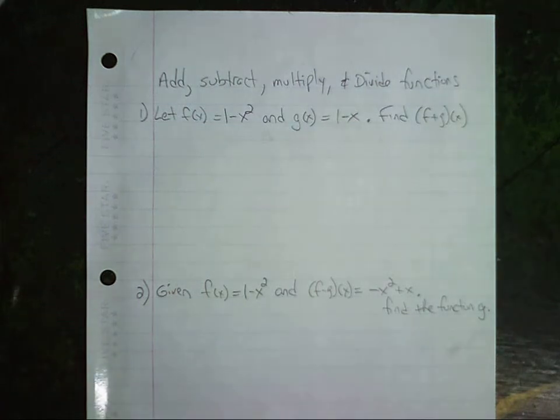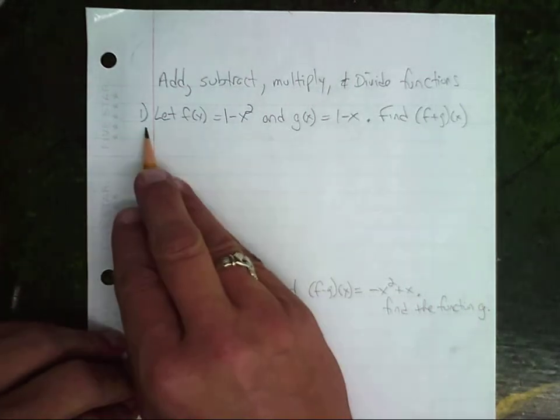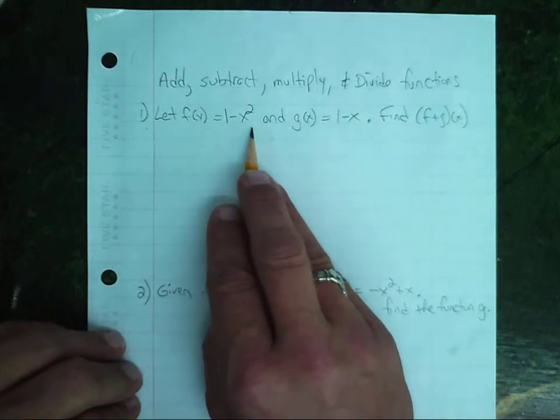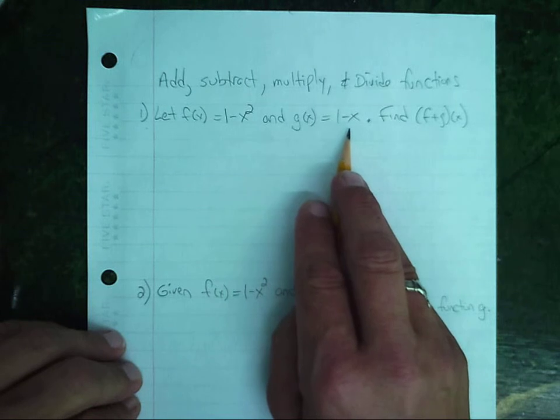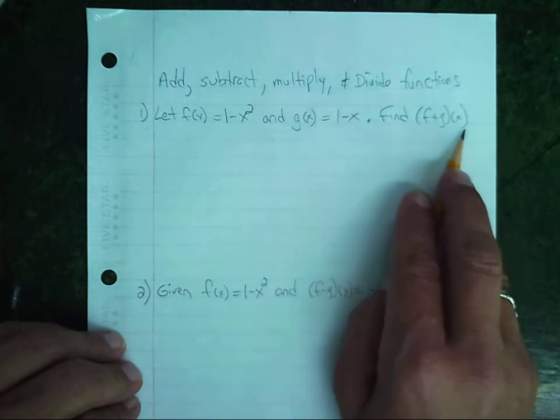We will add, subtract, multiply, and divide functions. Our first question: f of x is 1 minus x squared, g of x is 1 minus x. It asks us to find f plus g of x.